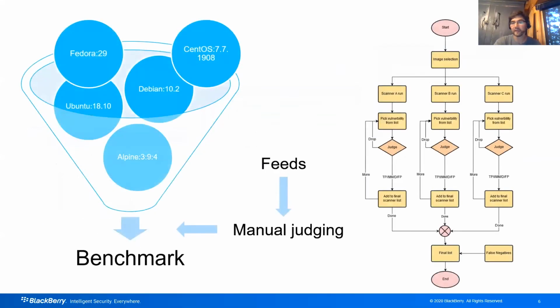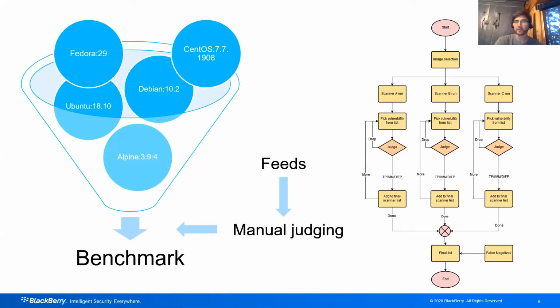So now, knowing this, we can dig deeper and try to build the ground truth. What we did, we took the 5 most popular distributions: Fedora, Ubuntu, Debian, Alpine, CentOS. We ran a bunch of scanners, merged the results, deduplicated vulnerabilities, and took those vulnerabilities and manually judged them given the information and the security feeds that are applicable to us. And we came up with the benchmark.